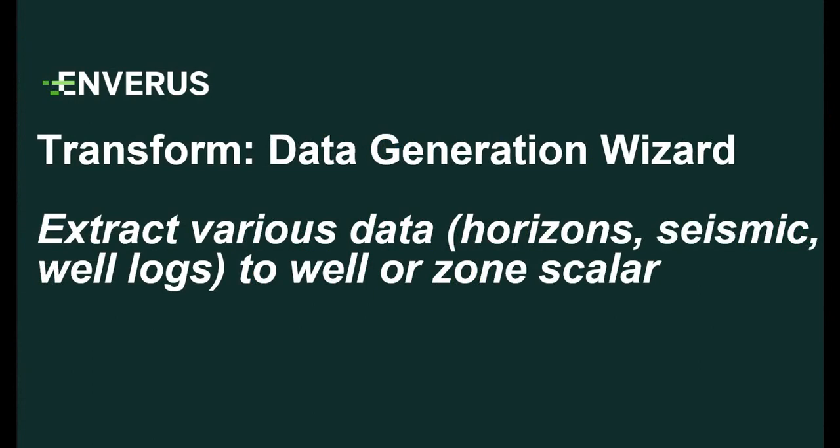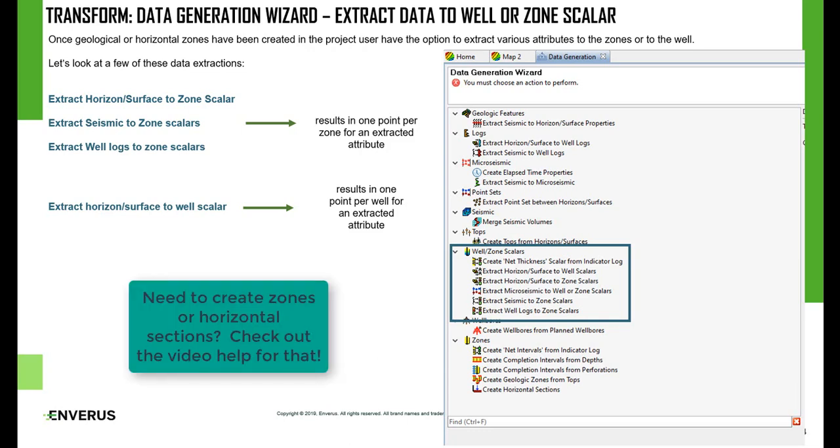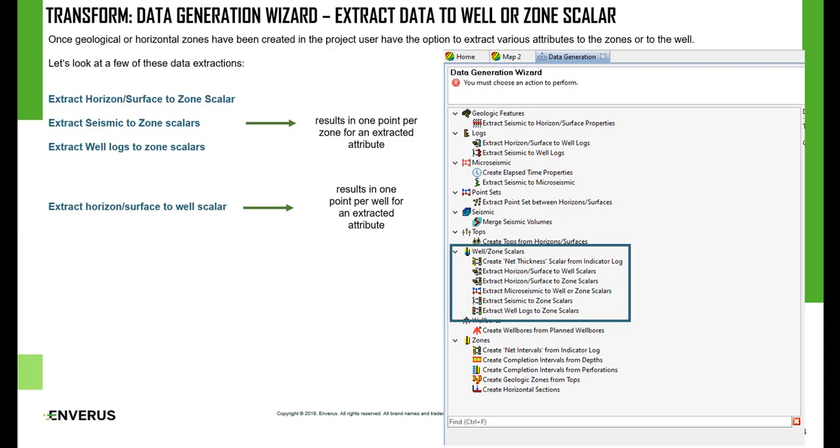Transform Data Generation Wizard extract various data to well or zone scalar. Once geological or horizontal zones have been created in your project, users have options to extract various attributes to zones or to the well. See Create Geological Zones or Create Horizontal Sections video help for more information on these workflows in the Data Generation Wizard. Let's review these well and zone scalar extraction options.